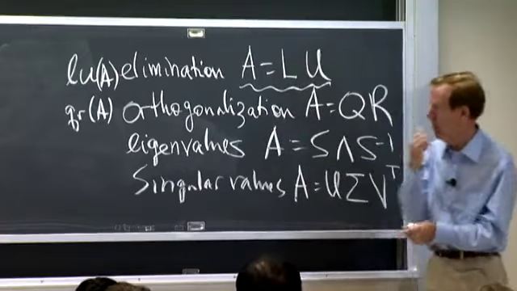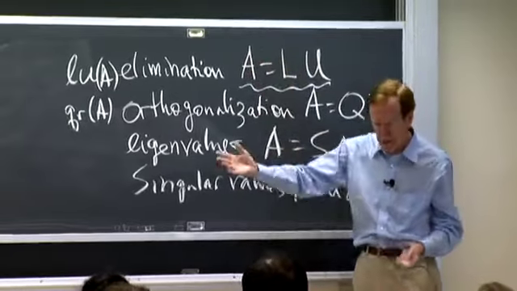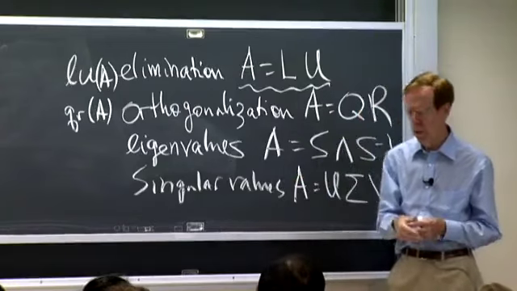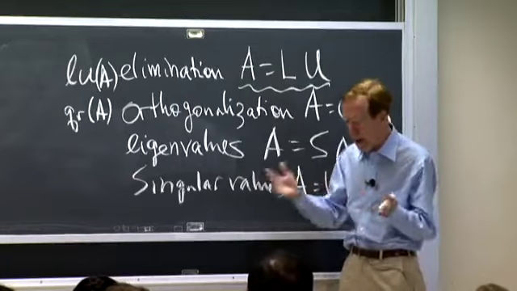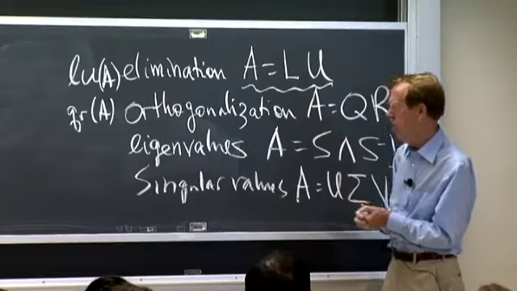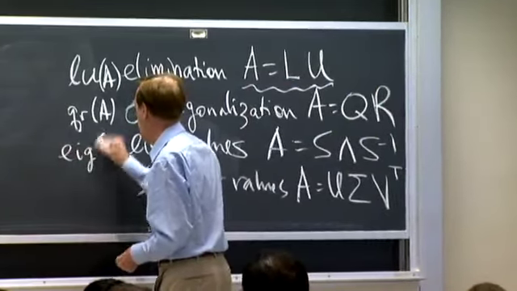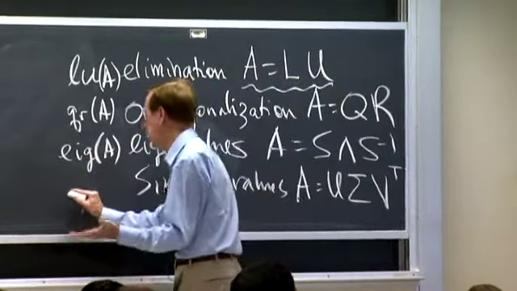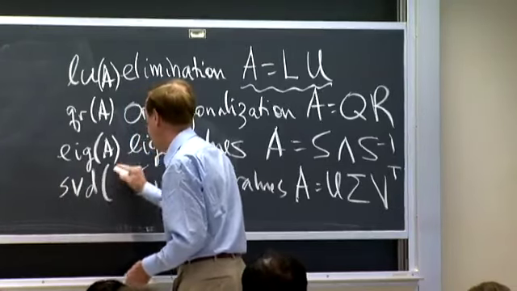You can close your eyes for a moment here. LU is the first command, and that's what today's about. QR is the key command for least squares problems, maybe the biggest application of rectangular matrices. Eigenvalues, do you know about eigenvalues? Well, we'll just name the command eig of A. And the singular value decomposition, which you may never have heard of, but you will, is SVD of A.